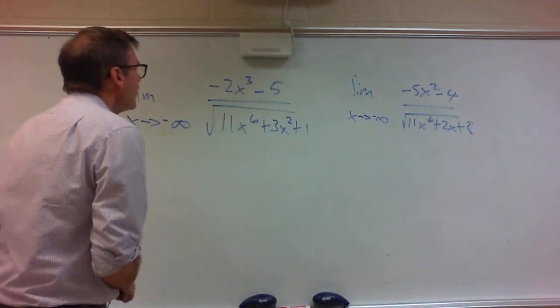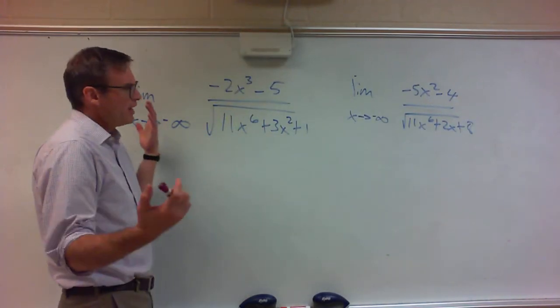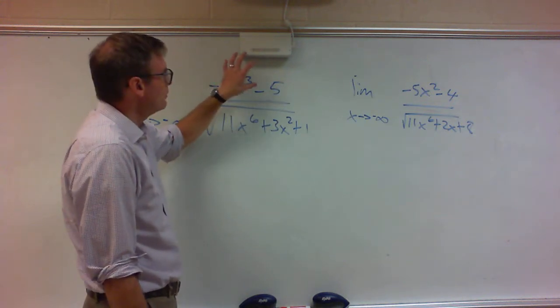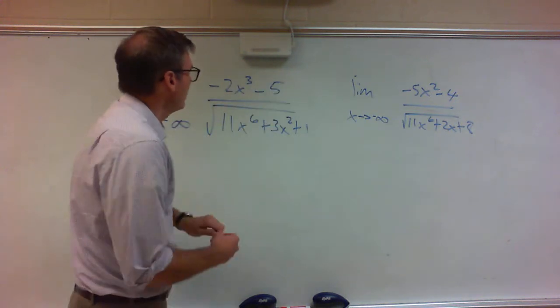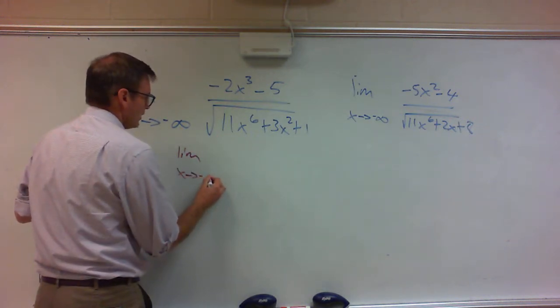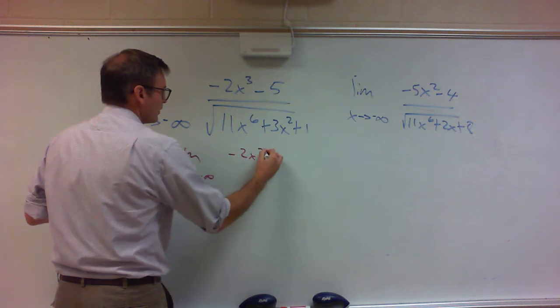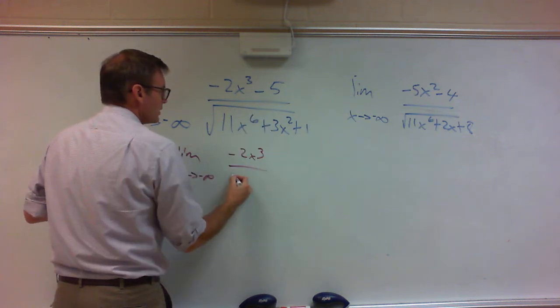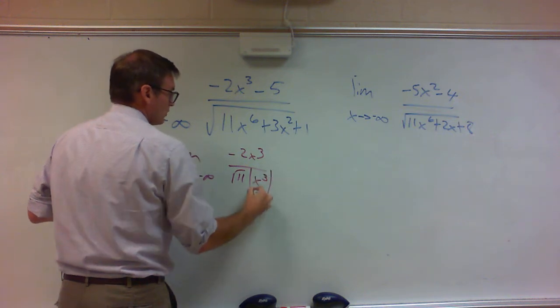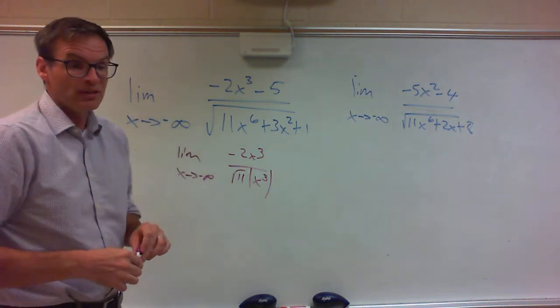There we go. All right, it goes to negative infinity. This stuff doesn't matter, right? I only care about my highest exponent, so I'm left with the limit as x approaches negative infinity of negative 2x cubed over the square root of 11 times x cubed, and there's an absolute value, because I have to guarantee that it's positive.